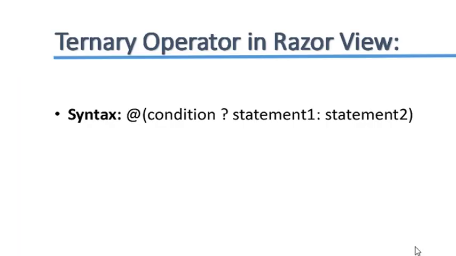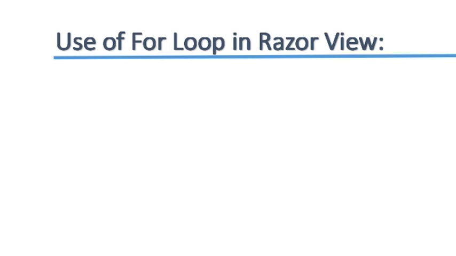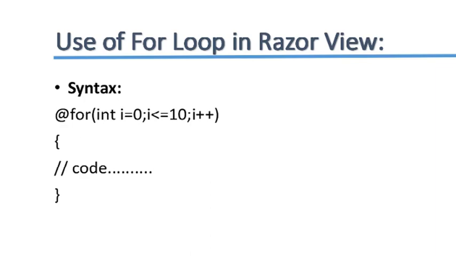So next we are going to understand the use of for loop in Razor View. So the syntax of for loop is @for (int i = 0; i <= number; i++), curly brackets open and close, and we can write the code inside the curly brackets. We can go programmatically and understand how to use the for loop in Razor Web Engine. So flip to Visual Studio.